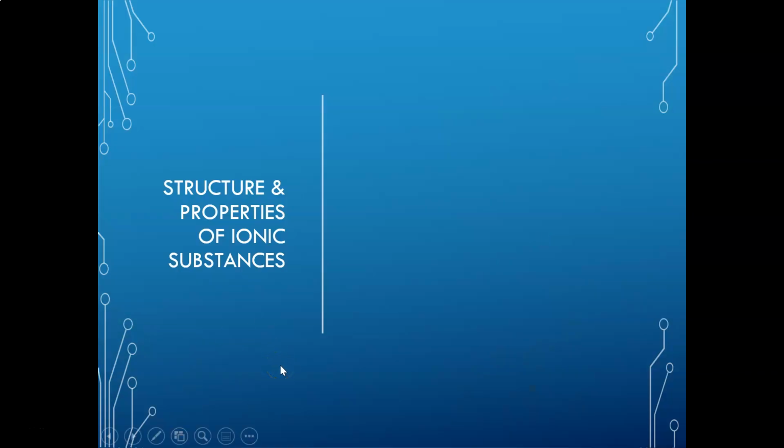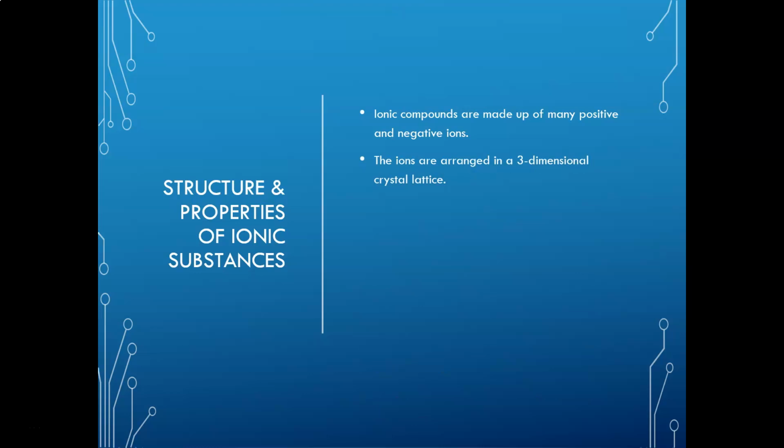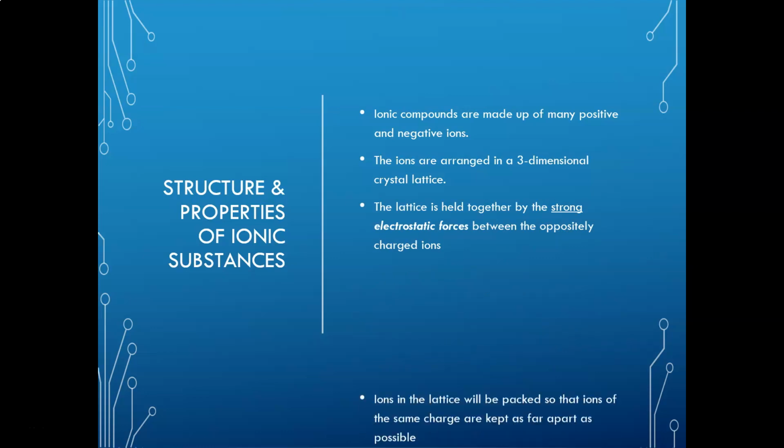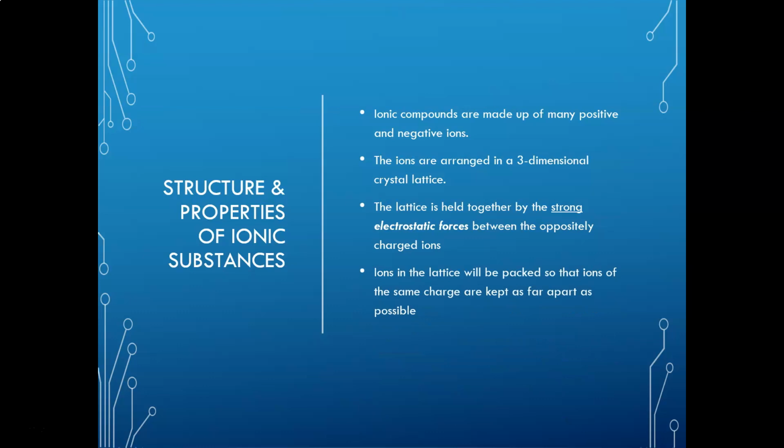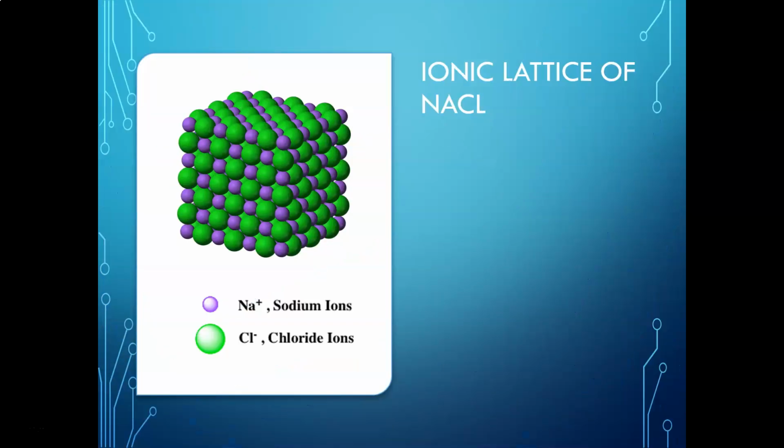Okay, so the structure and properties of ionic substances. Ionic compounds are made up of many positive and negative ions. The ions are arranged in a 3-dimensional crystal lattice. The lattice is held together by strong electrostatic forces between oppositely charged particles. The ions in the lattice will be packed so that the ions of the same charge are kept as far apart as possible. That's that repulsion we spoke about.